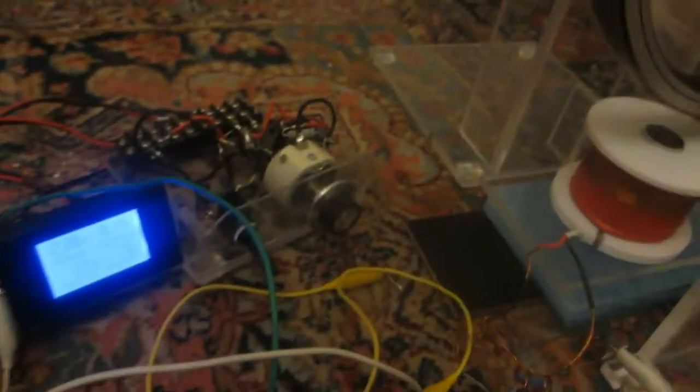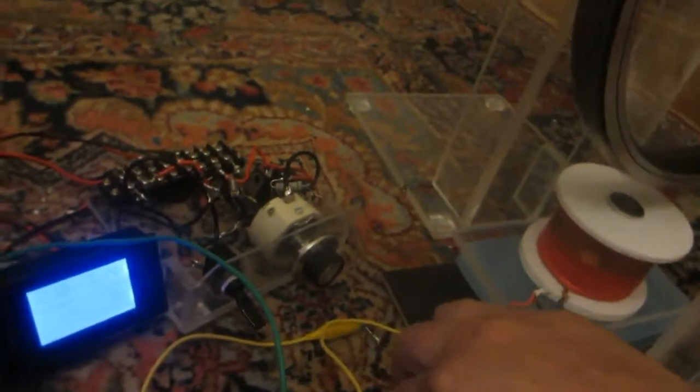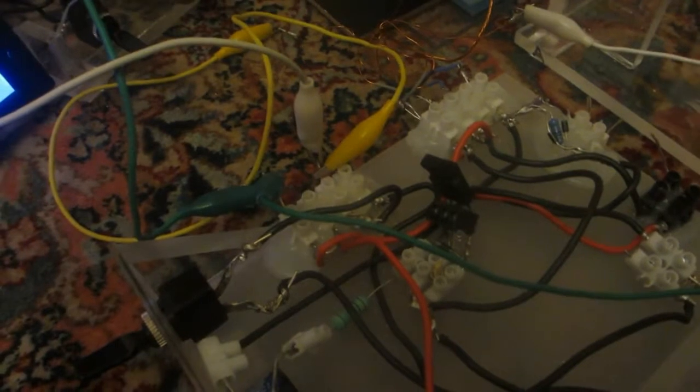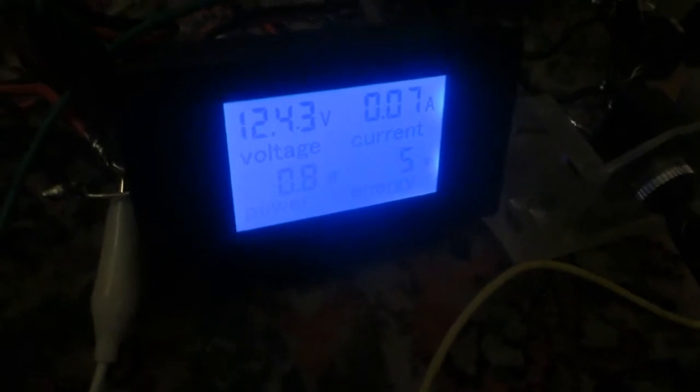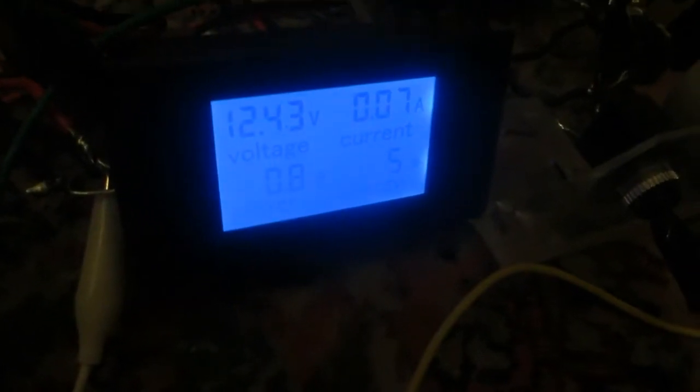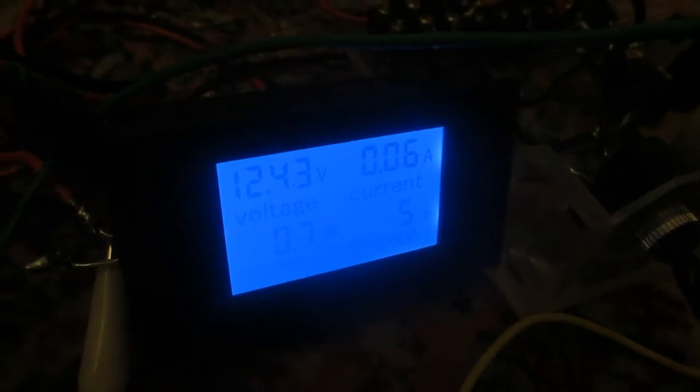Now we are going to use the feedback again with the fourth strand. So there is no more back EMF. The whole back EMF is fed back to the motor, and we are consuming between 60 and 70 milliamps. See, it's jumping, so it must be about 65 milliamps.